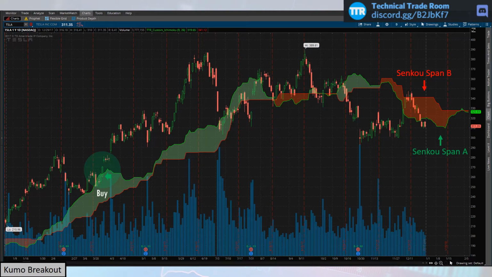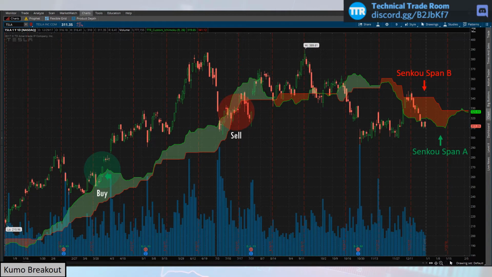As we've discussed, a sell sign for the Kumo breakout is the opposite, which is when the price opens inside of the Kumo, then crosses and closes outside of the bottom of the Kumo, creating a sell signal, which I've highlighted in the center of the chart with a red circle labeled sell. In this example, we would have purchased at the buy signal and then sold at the sell.